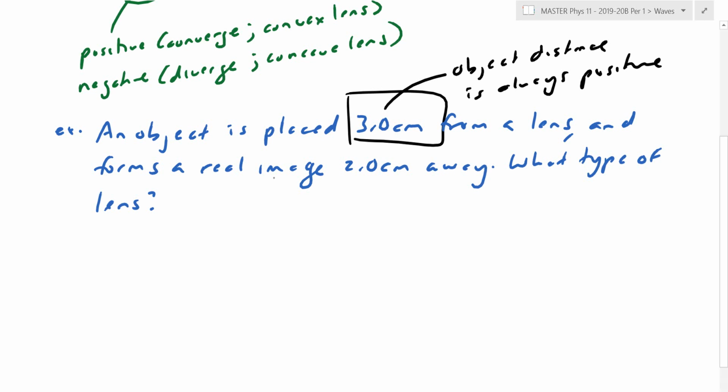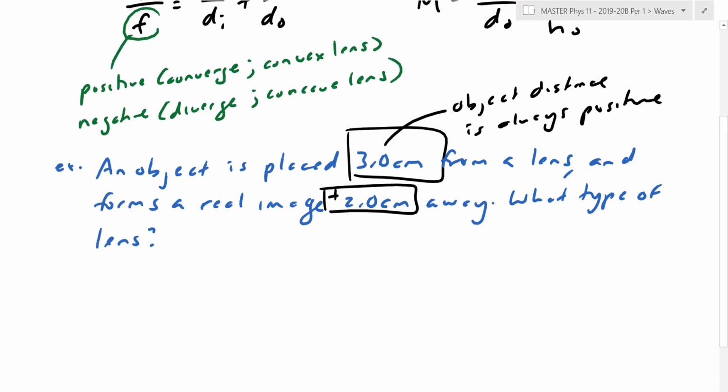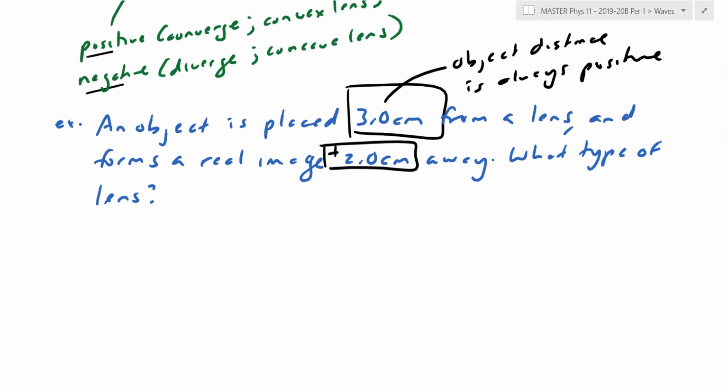It's going to form a real image, so we expect to have a positive DI, right? Positive means real, but remember for a lens, real is actually on the opposite side. We actually want to find our focal length. If our focal length ends up one sign, positive, it's going to be convex. If it's negative, it's going to be concave. That's the easiest way to analyze this. So let's go 1 over f equals 1 over di plus 1 over do.